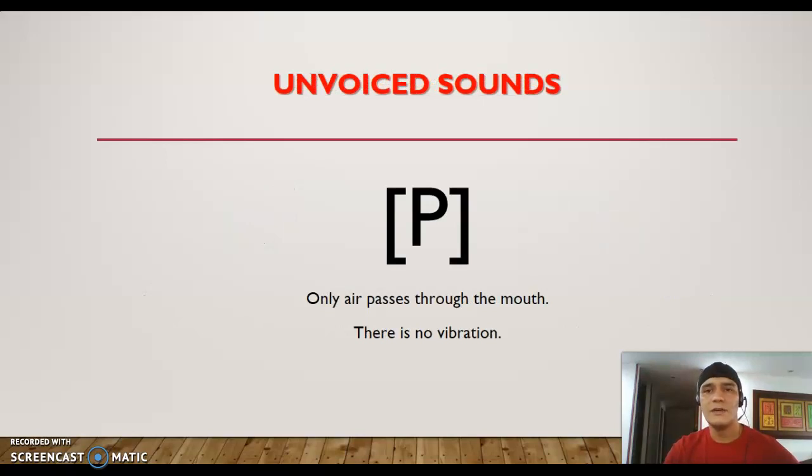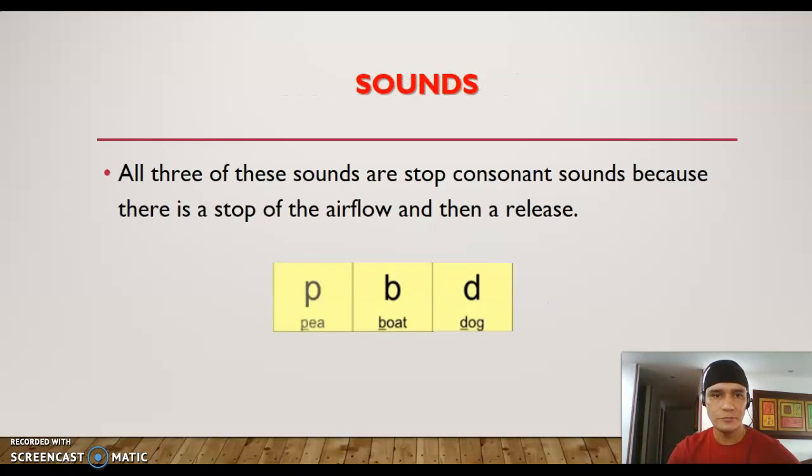P is an unvoiced sound. This is because only the air passes through the mouth. There is no vibration. All three of these sounds are stop consonant sounds because there is a stop of the airflow and then a release.